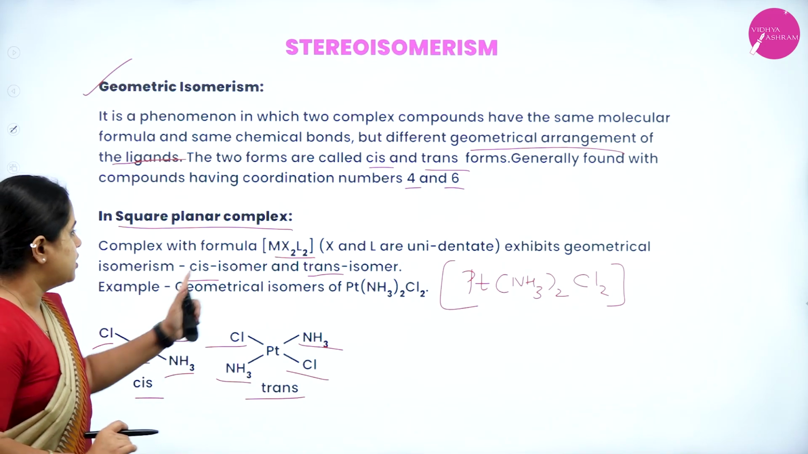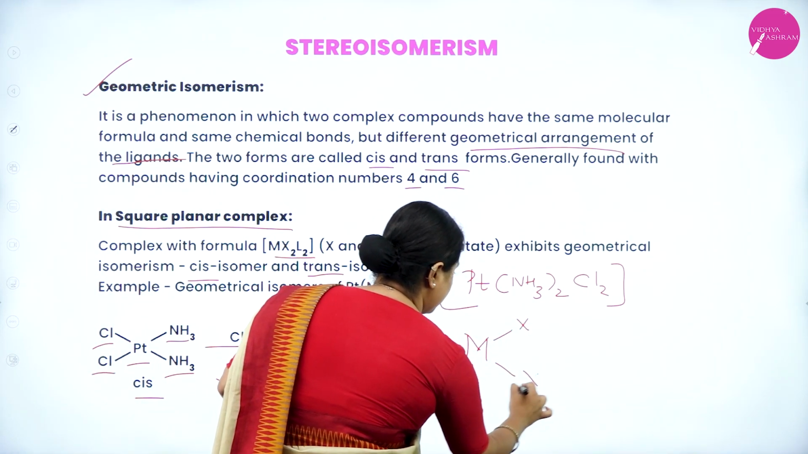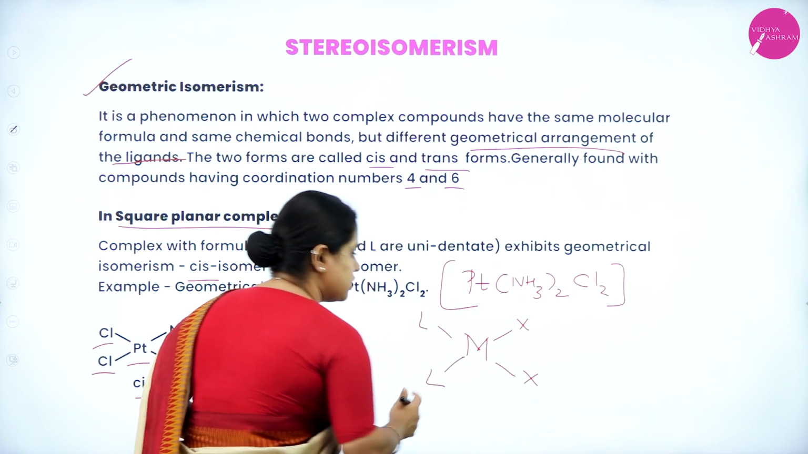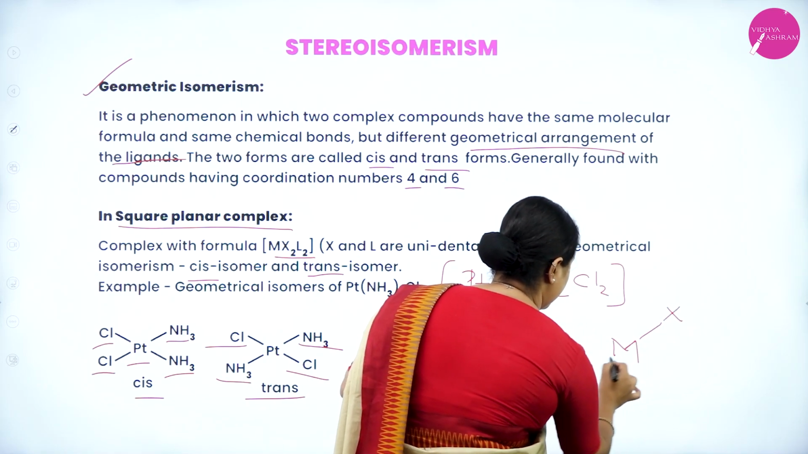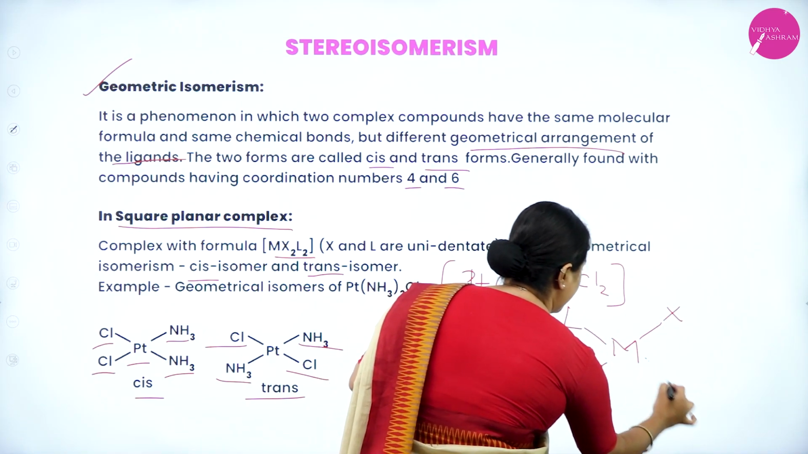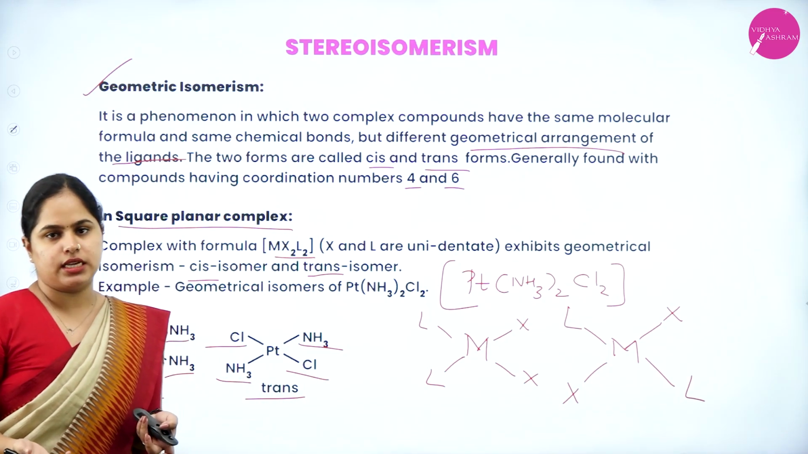It is very simple. If I have to write it with M, if I write both the X on this side and both the L on this side, this will be your cis isomer, right? Now if the central metal atom is here, with one X here, one X here, one L here, one L here, this is called a trans isomer. Okay, so this is how you write the cis and trans isomer.